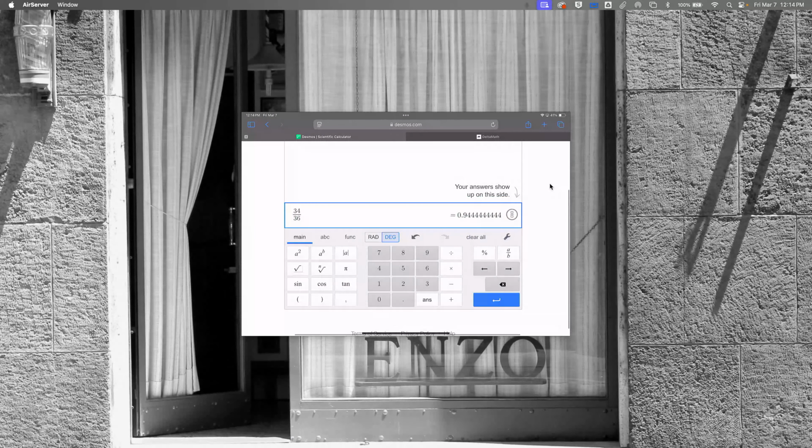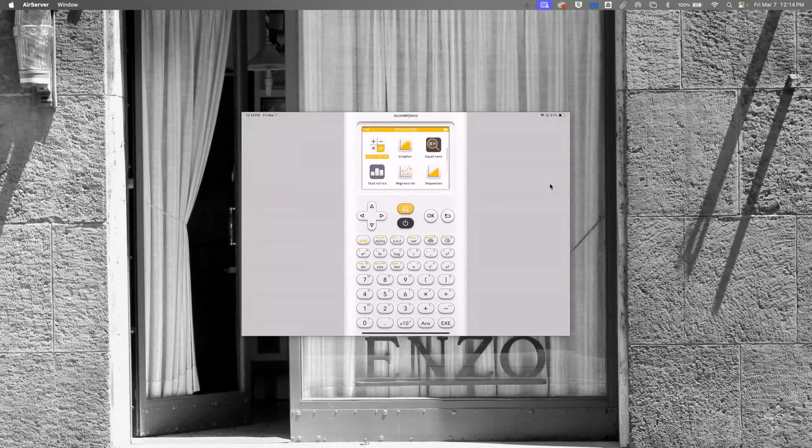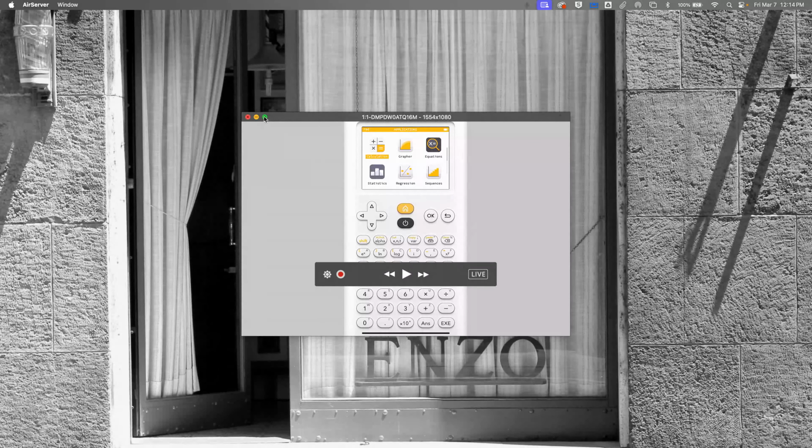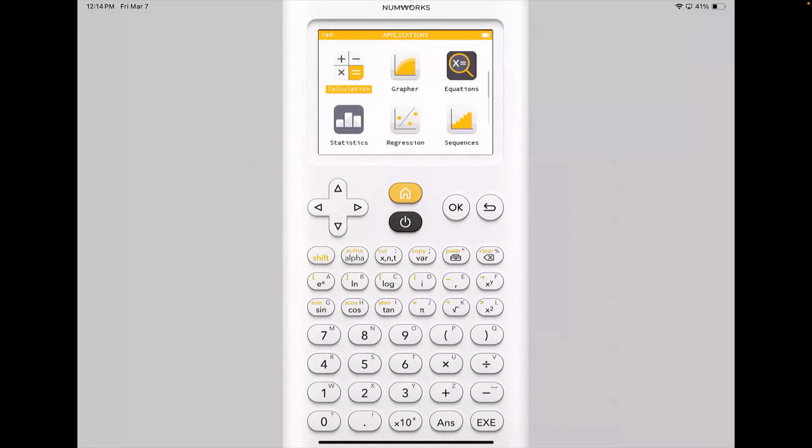Okay, so first thing we got to do is calculate, right? We want to calculate area. So hit calculations. If there's anything written there, you can clear it. How do you clear it? Hit shift and then clear, and it gets rid of everything.